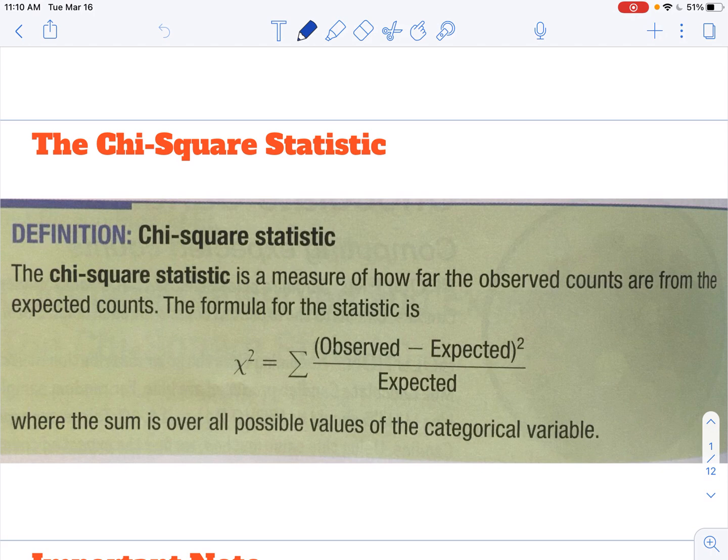The chi-square statistic is a measure of how far the observed counts are from the expected counts. The formula for the statistic is observed minus expected over expected, where the sum is over all possible values of the categorical variable. So we're looking at categorical variables here. This isn't something that's going to end up being quantitative. This is something that is purely categorical. And that definitely does determine what we can run these statistics on. It's kind of a weird mix between quantitative and categorical, where we're going to break down categories and look at proportions within those categories and then determine what is the likelihood of that happening.